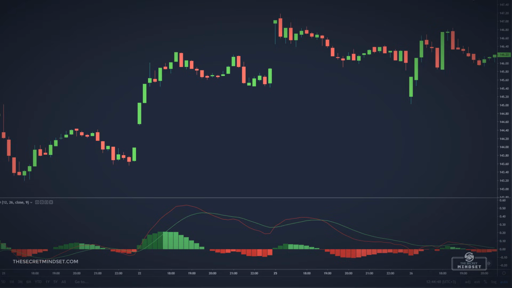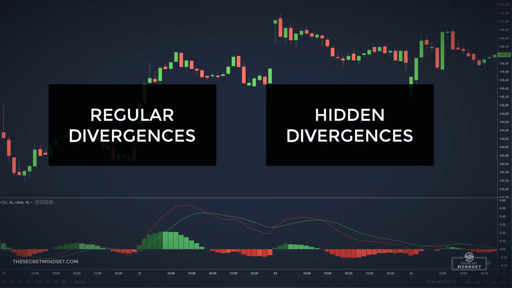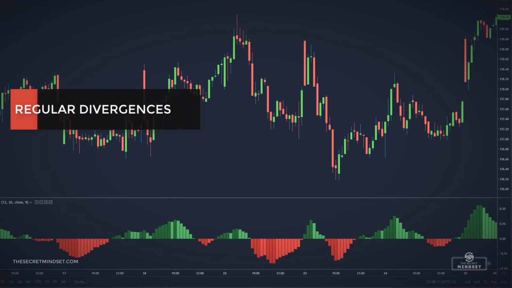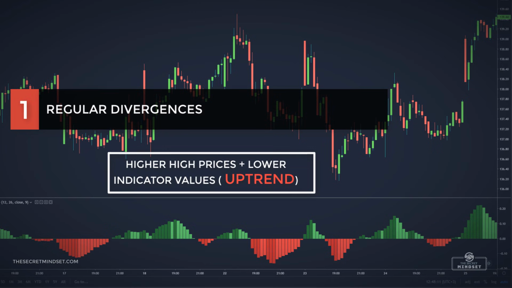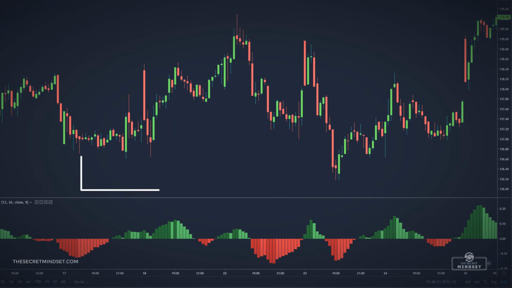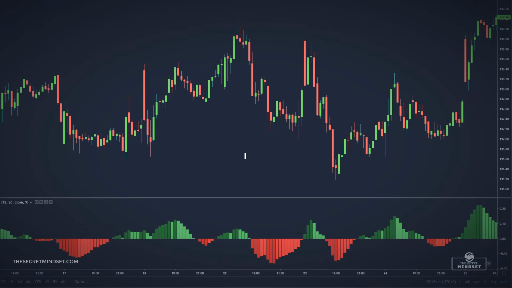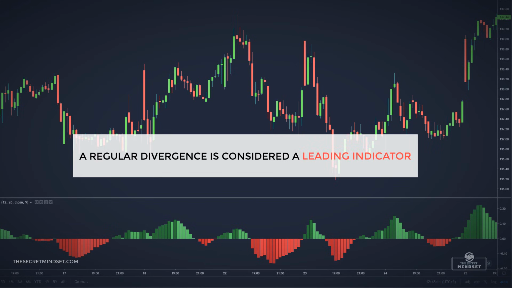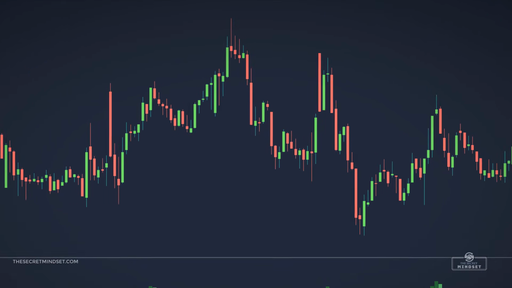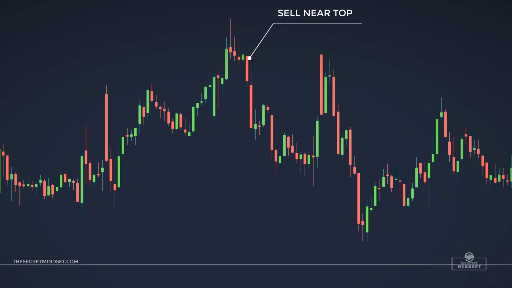There are two types of divergences: regular divergences and hidden divergences. A regular divergence is characterized by higher high prices but lower indicator values during an uptrend, and lower low prices followed by higher indicator values during a downtrend. A regular divergence is considered a leading indicator because it can identify with good accuracy tops and bottoms. It also helps traders to sell near the top and buy near the bottom. In other words, a classic divergence signals a possible trend reversal.